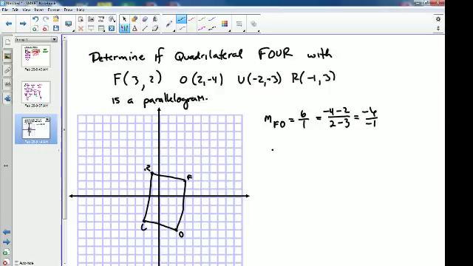We're trying to find parallel slopes. Remember, you got your slope-intercept formula.